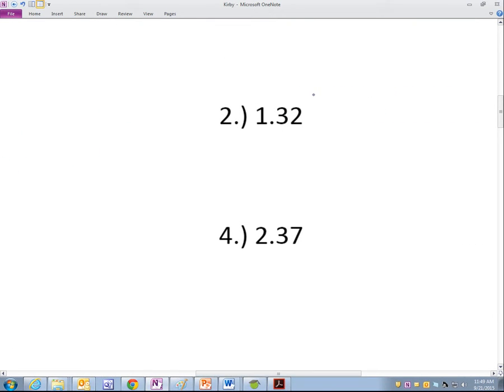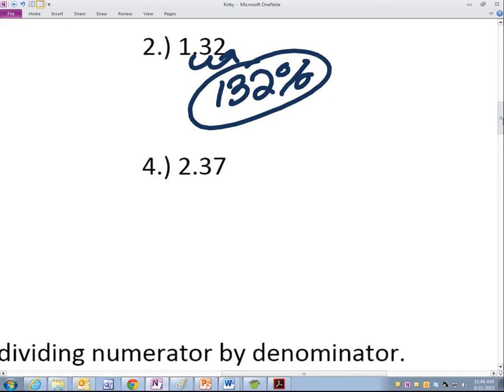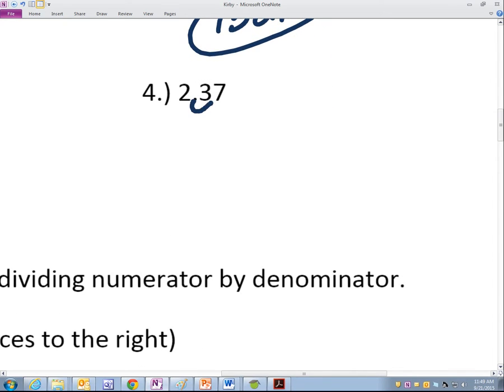Over here, once again, I'm going to move it 1, 2. So now I have 132%. I'm going to just do number 4 because it's right here. I move it 1, 2, 237%.